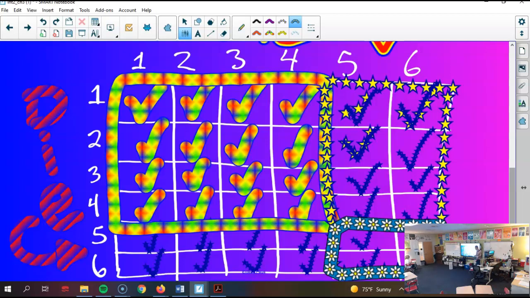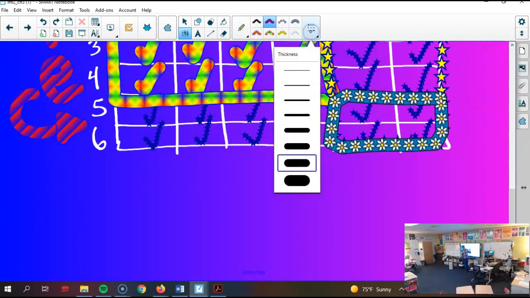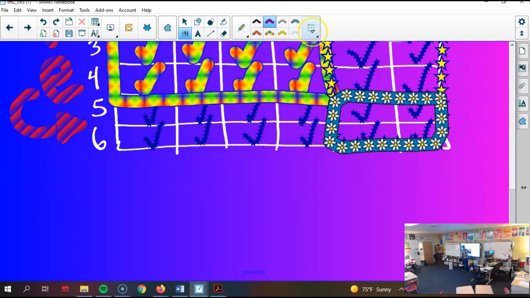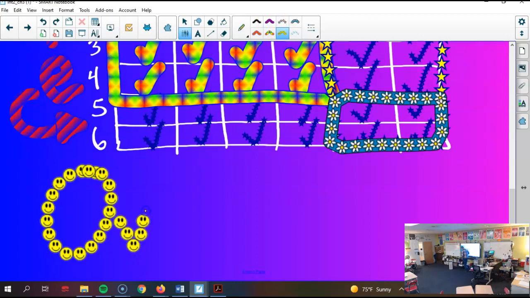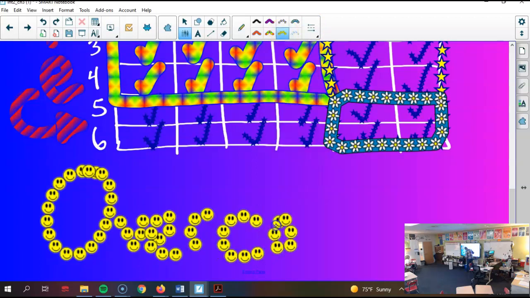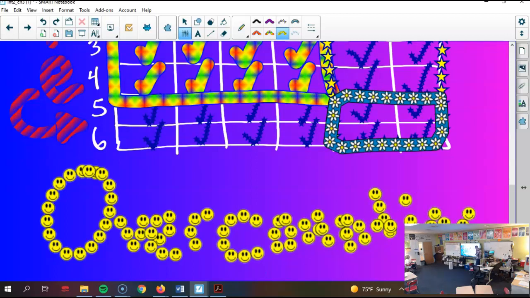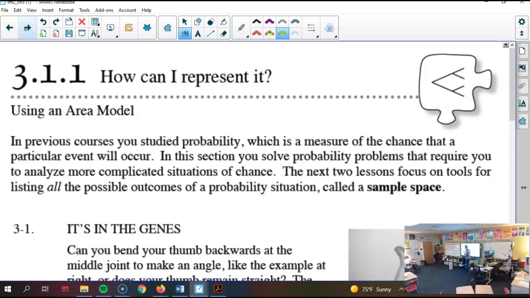So this brings in this idea in math that we call overcounting. Let's write that down so we know.